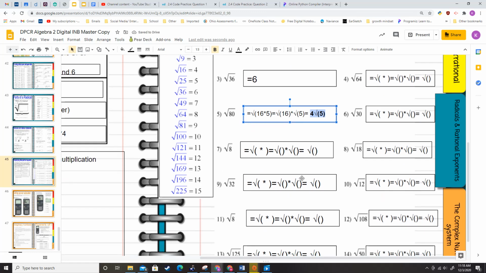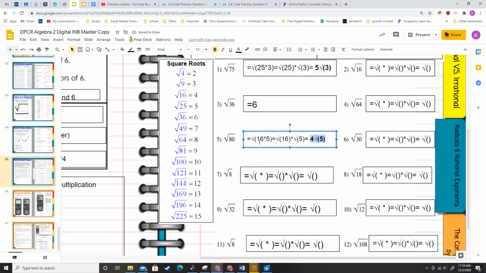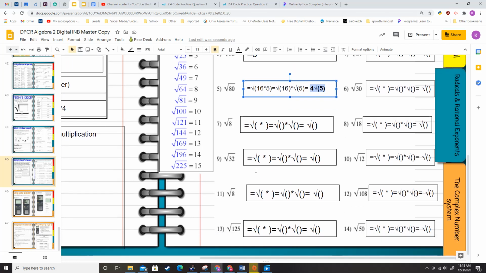All right, let's look at a couple more. Now, you've seen so far that the process does, in fact, work. So, let's just make sure that we get this process down pat with this, okay?